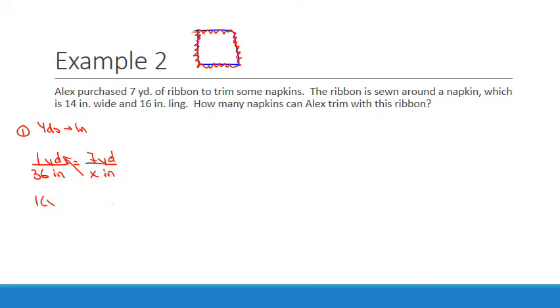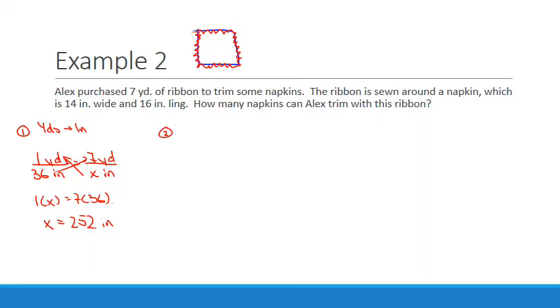So 1 times x, 7 times 36. X then equals 252 inches. Okay, so that's how many inches of ribbon that this person has.